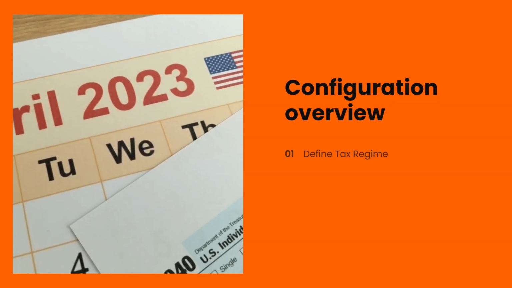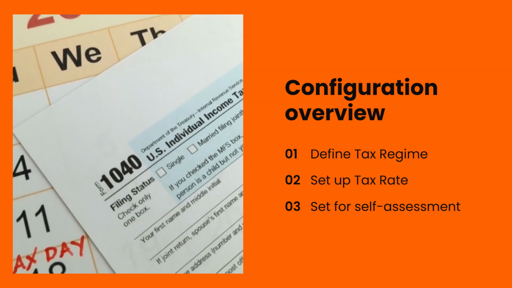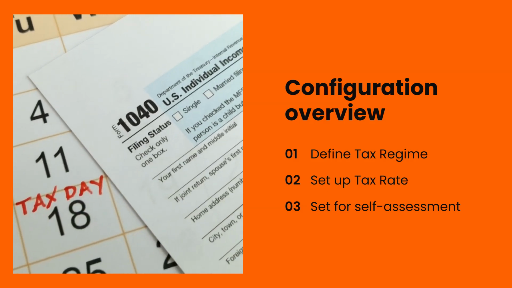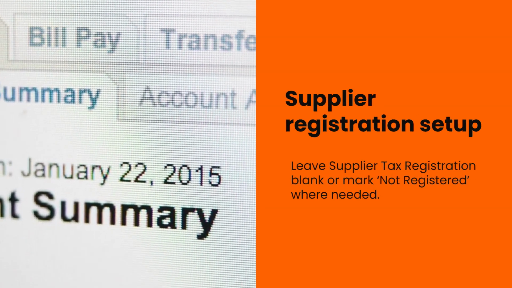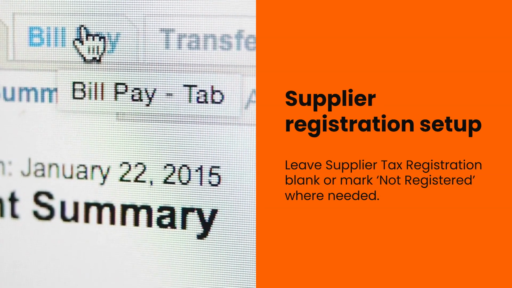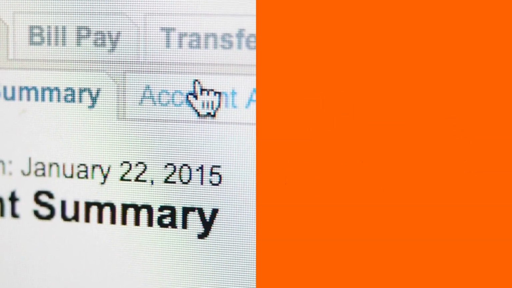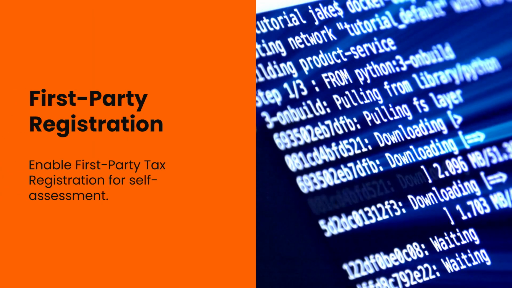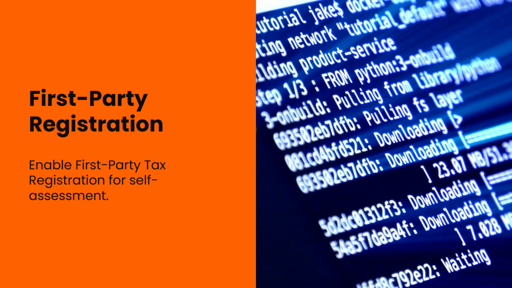To configure Oracle Fusion Tax, start with the basics. Define your tax regime and set up a tax rate specifically for self-assessment. Next, ensure supplier tax registration is left blank or marked not registered where appropriate. For your own legal entity, first-party tax registration needs to be enabled for self-assessment.